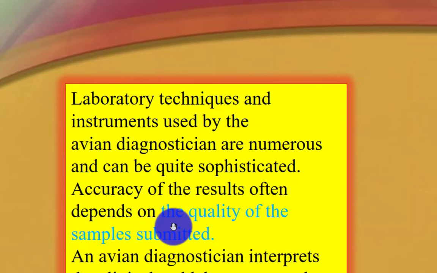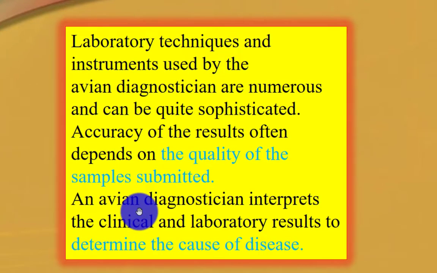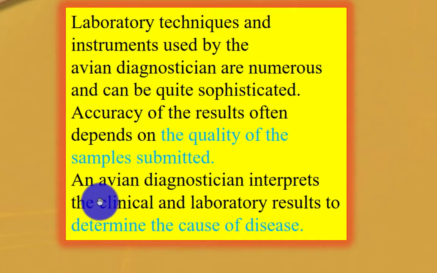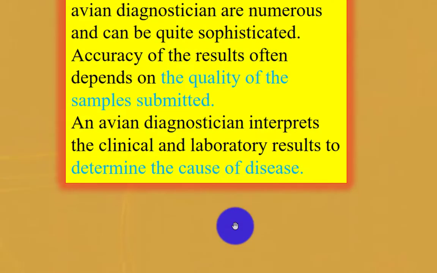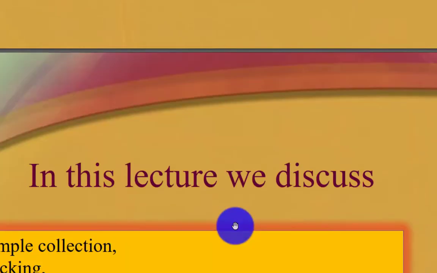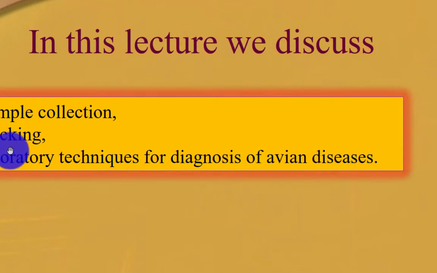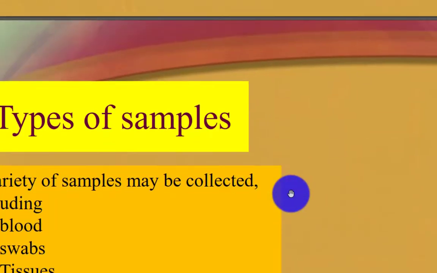Laboratory techniques and instruments used by the avian diagnostician are numerous and can be quite sophisticated. Accuracy of the result often depends on the quality of the sample submitted. An avian diagnostician interprets the clinical and laboratory results to determine the cause of the disease. In this lecture, we discuss the sample collection, packaging, and laboratory techniques for diagnosis of avian diseases.